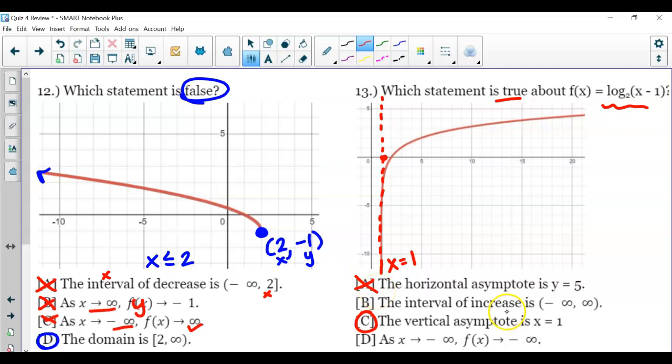The interval of increase. Well, remember, interval again is x values, but are the x values starting in negative infinity? No, they're starting at 1 from the asymptote, so B is false. Then here, our end behavior as x's are approaching, are the x's going all the way into negative infinity? No, the x values only go to 1. So that's why C is the true statement.